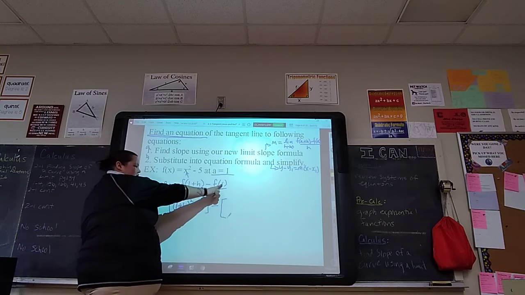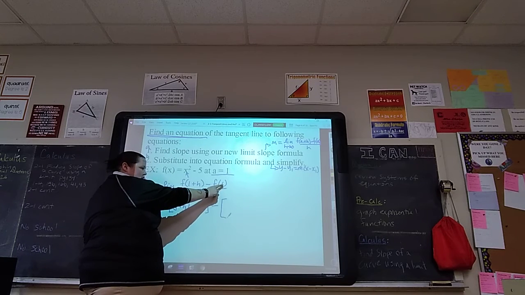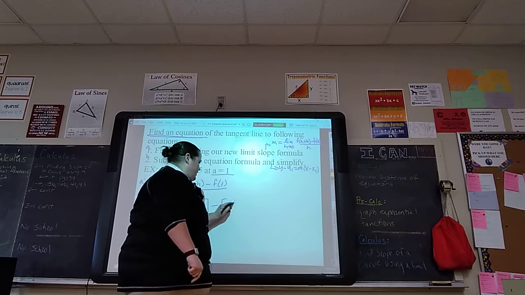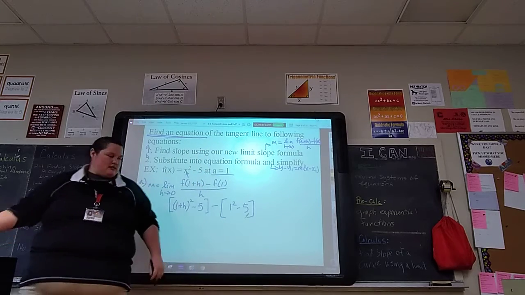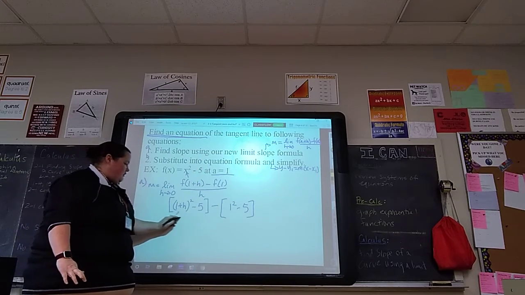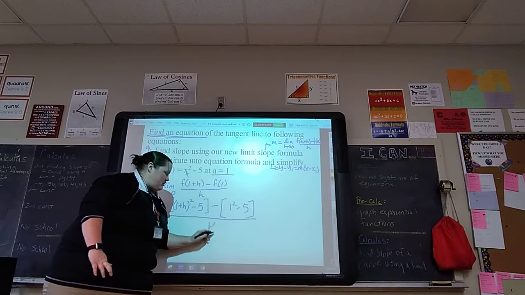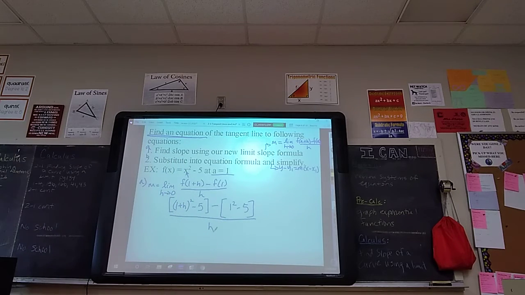Now my other substitution is just telling you to take 1 and do what with it? Square it. Put it into my function. So I have everything set up so that I can simplify all at once. And then it's still all over h. So you're always going to be subtracting. I haven't simplified anything yet, but is everyone following from what I started with to what I have now in brackets and all that stuff?